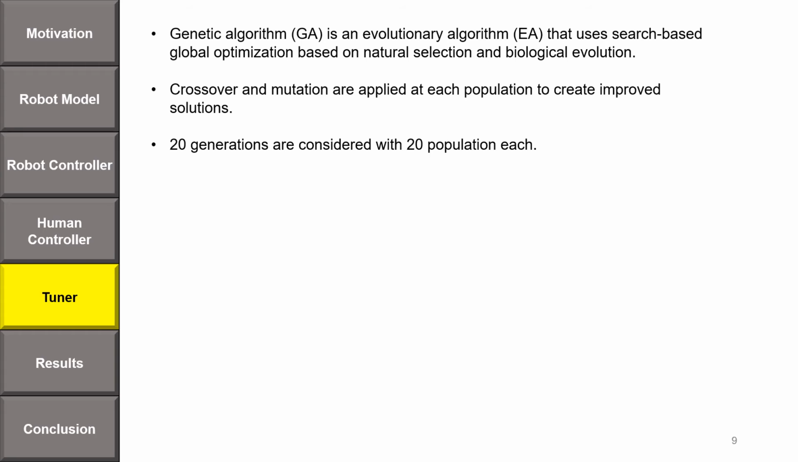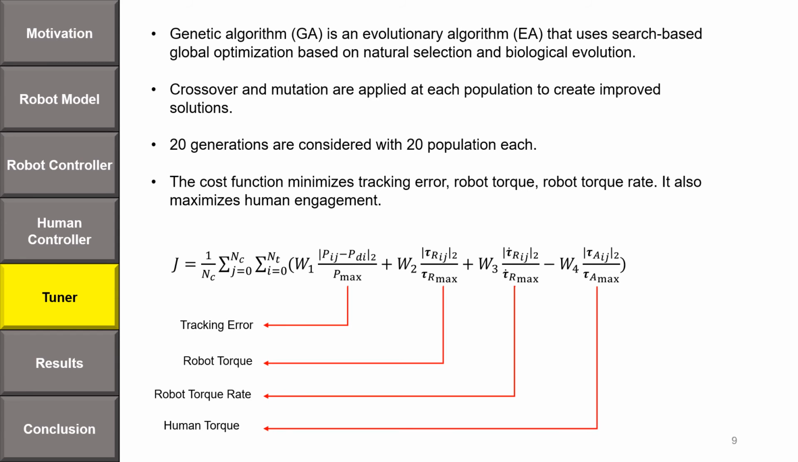We use genetic algorithm optimization for our offline tuner with 20 generations and a population of 20. For the cost function, we included the tracking error, the robot torque and torque rate, and the negative of the human torque. The first 3 terms result in good tracking performance with low, smooth inputs, and the last term promotes human engagement. For future online experimental implementations, the force sensor data can be used to estimate human torque. Note that our assistive modality is applied implicitly by finding the optimal weights.